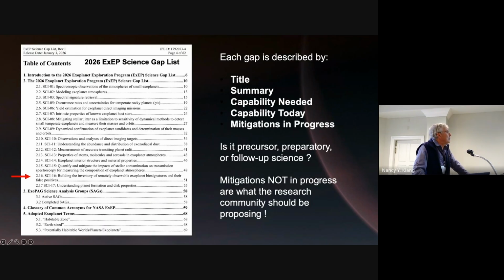And these are all grouped by what is the capability that we want to have, or the measurements we want to make. What is the state of the field today with respect to that? And we want to list in our gaps what we know of that's happening now, so that a proposer not only knows what the goals are, but maybe knows what research to check on so they can build from it. And what we don't list as a mitigation in progress is what the community should propose. So this again is a 60-page document.